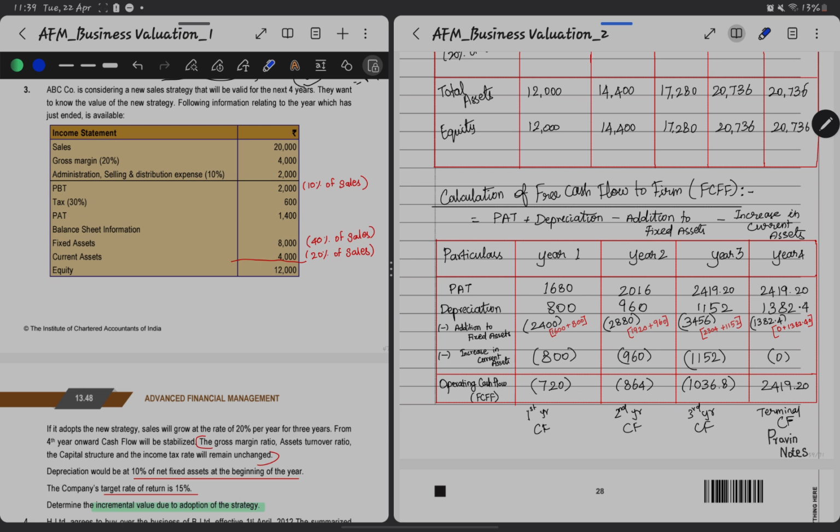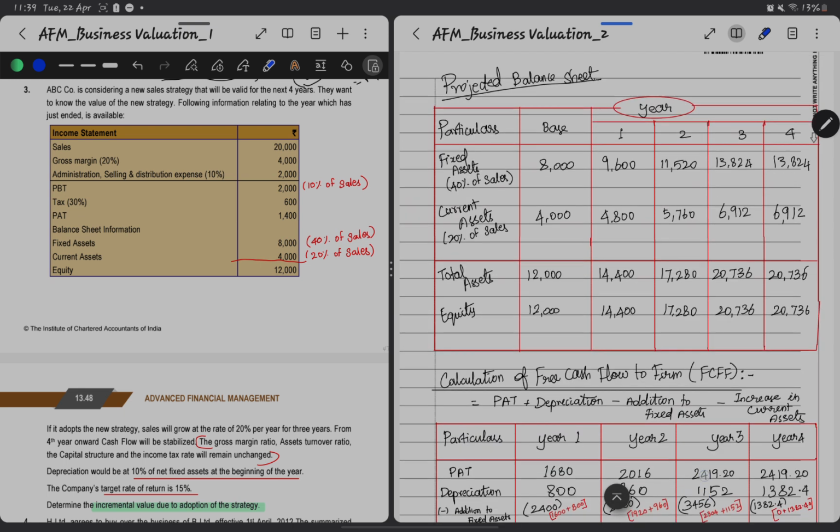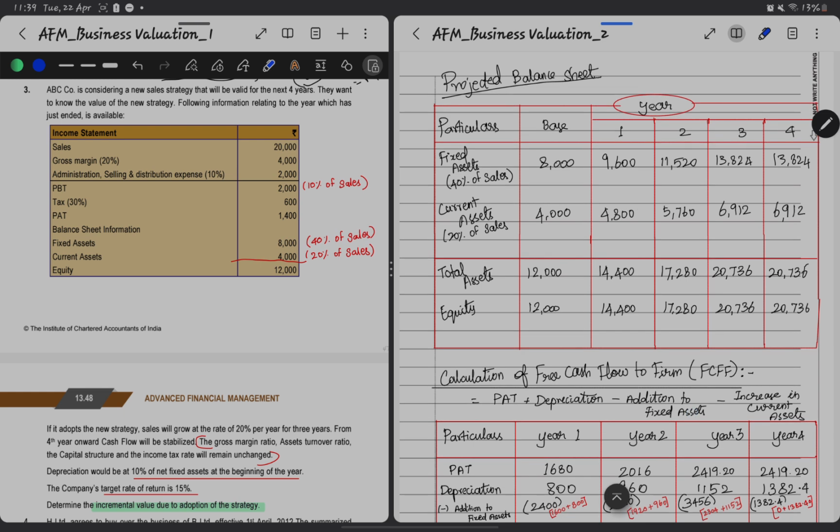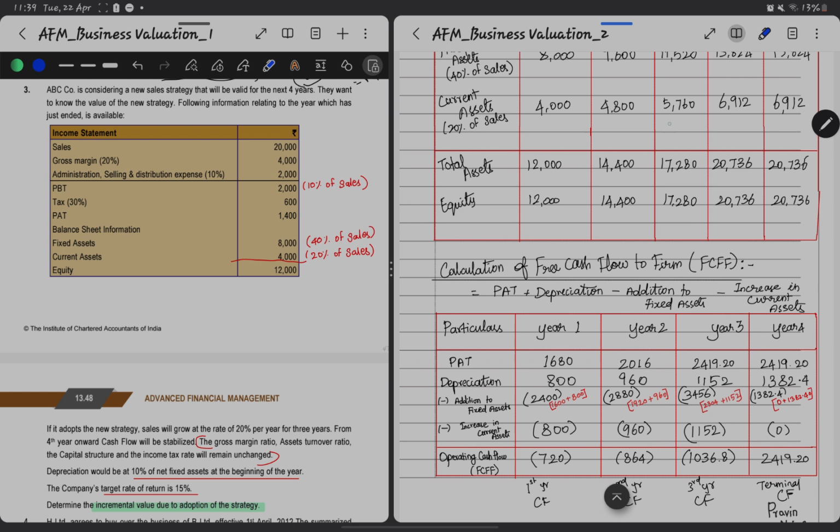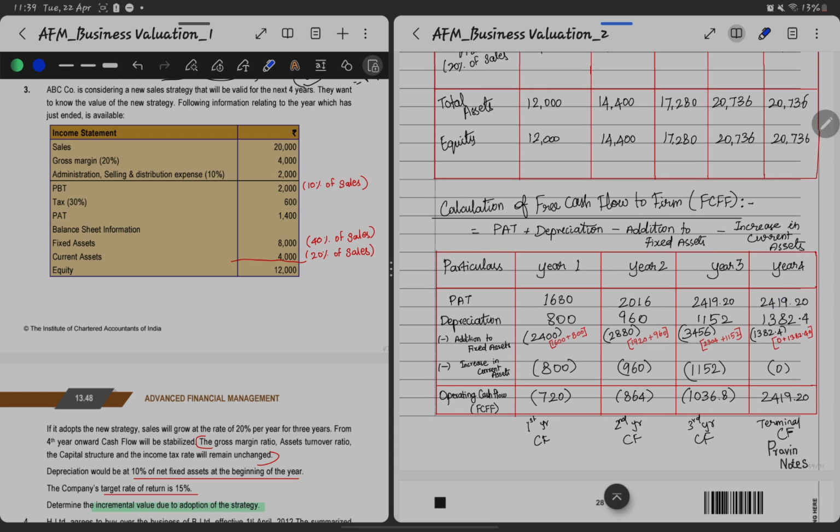Now the next, increase in current asset, is simple. From the projected balance sheet we will be reducing: 4800 minus 4000 will be 800, 5760 minus 4800 is 960, 6912 minus 5760 is 1152, and there is no increase in the last year current asset. Okay, now using this we found out the operating cash flow: 720, 864, 1036, then 2419.2. So these are the cash flows for the 3 years.